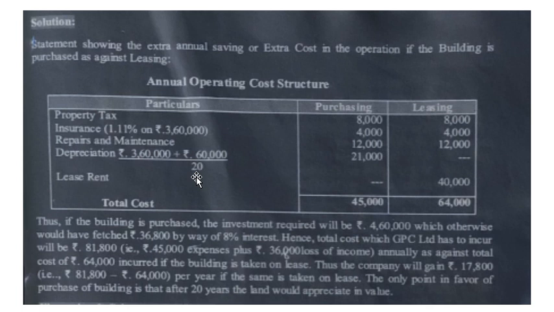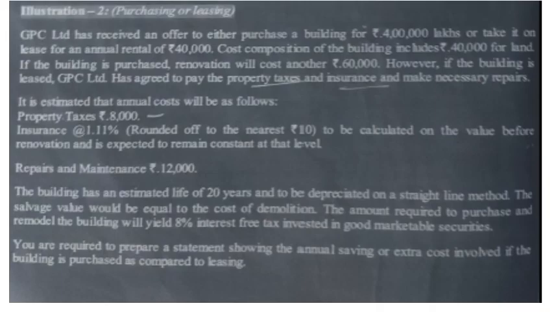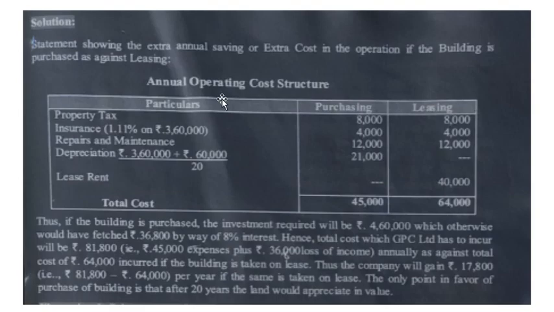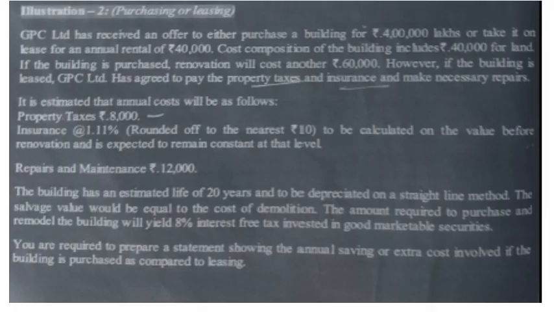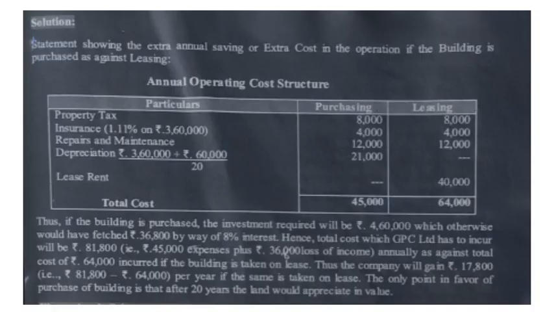If the building is leased out, it is mentioned in the question that the person who is taking it on lease has to bear property tax and insurance. The purchaser should also bear the property tax, and he needs to pay insurance, and bear repairs, maintenance and depreciation. If he is leasing out, as mentioned in the question, property tax, insurance and repairs will be maintained by the lessee. So now let us calculate. Property tax is to be paid by both if you purchase or lease, which is 8,000 as per the question. Next is insurance at 1.11%.